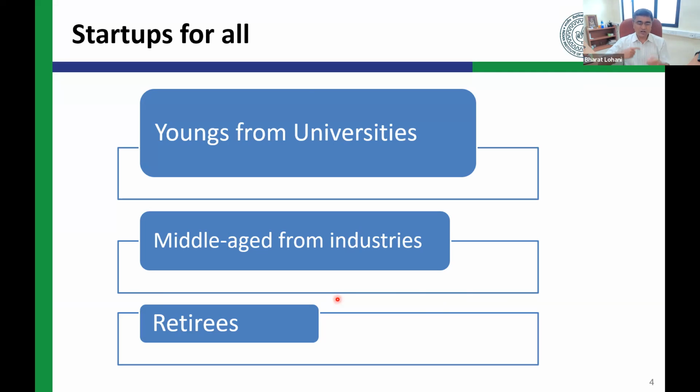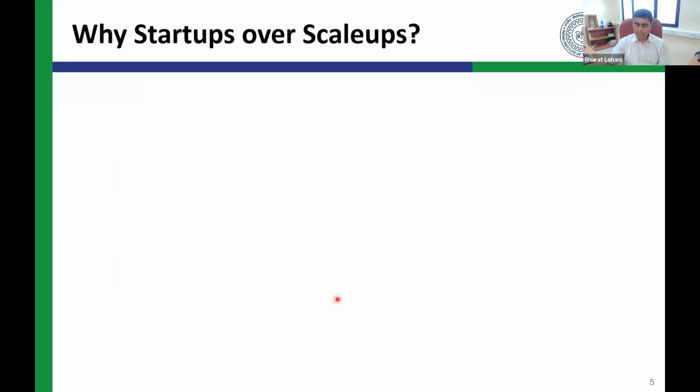So there are startups which are just running on the OPEX model instead of the CAPEX model, and I will talk of that also later on. So overall, the scenario, the ecosystem is very positive today, and all kinds of people are going for this.